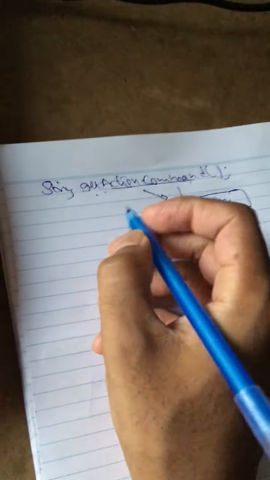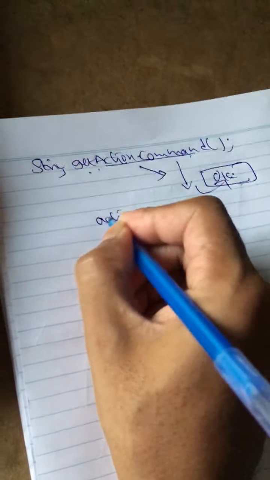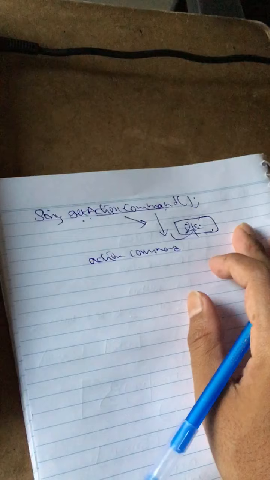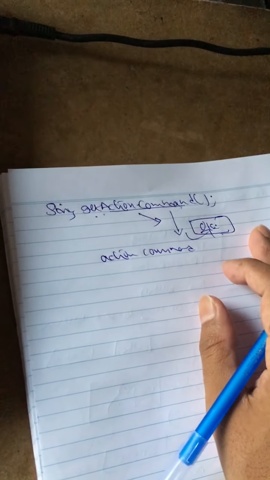For example, when we are using two or more buttons within the same application, the action command gives you an easy way to identify or determine which button was pressed. Means the easiest way to identify which button was pressed is to use the action command.